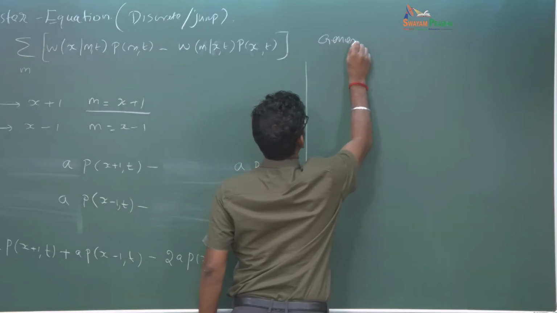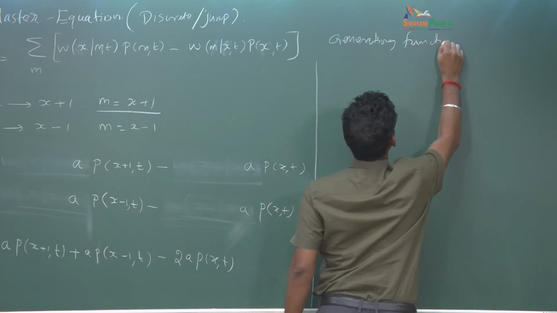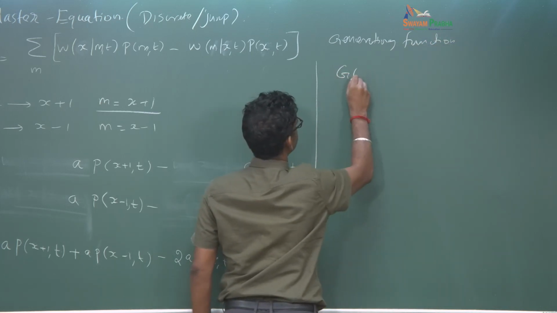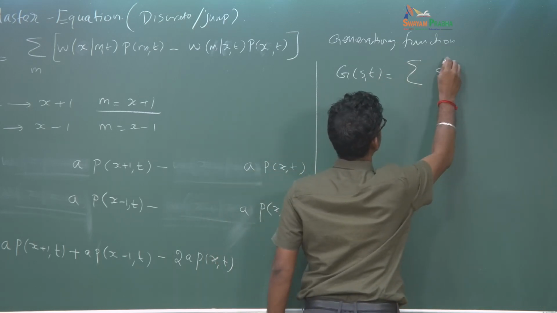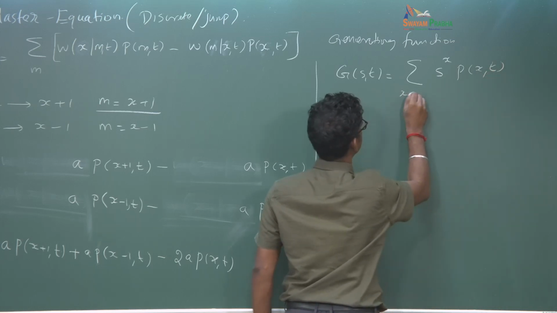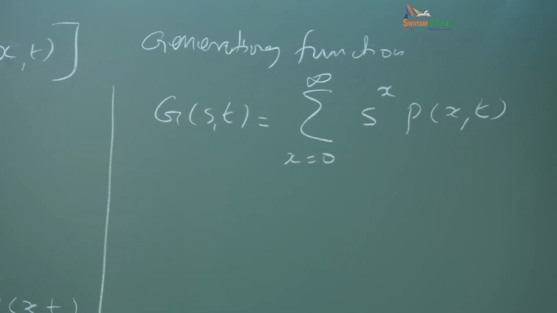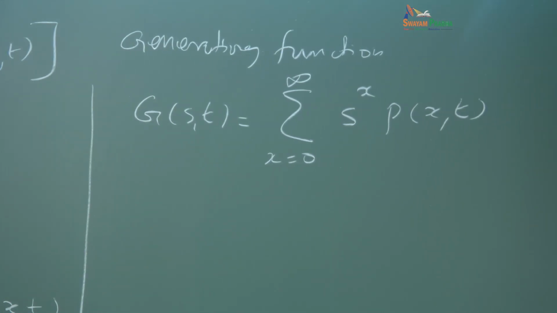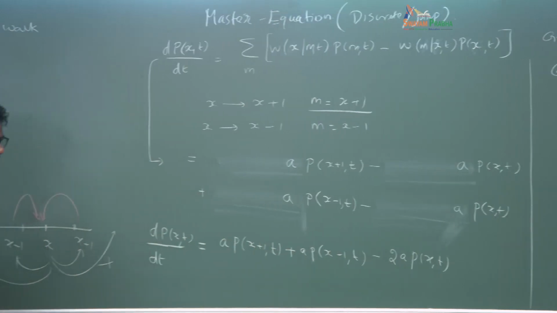So we say the generating function g of s comma t is defined as... okay. So we have this definition of generating function, and then you apply that to this equation. Okay, so then you will get a differential equation.